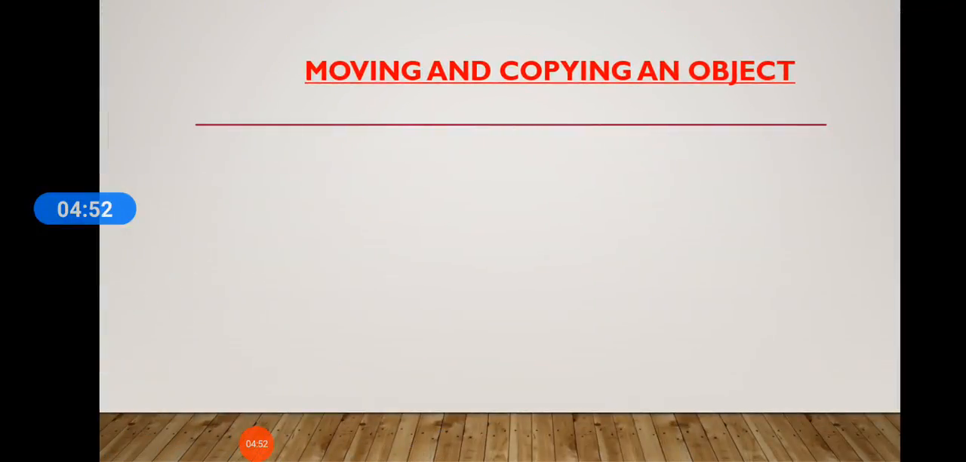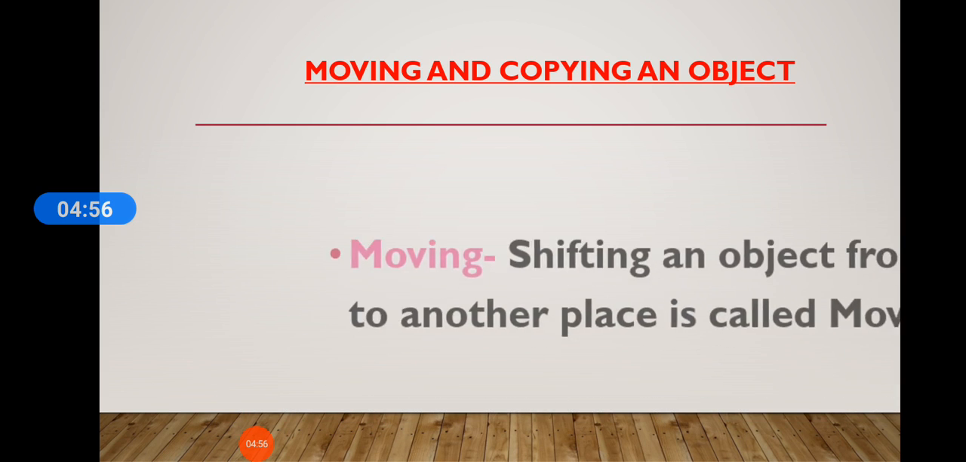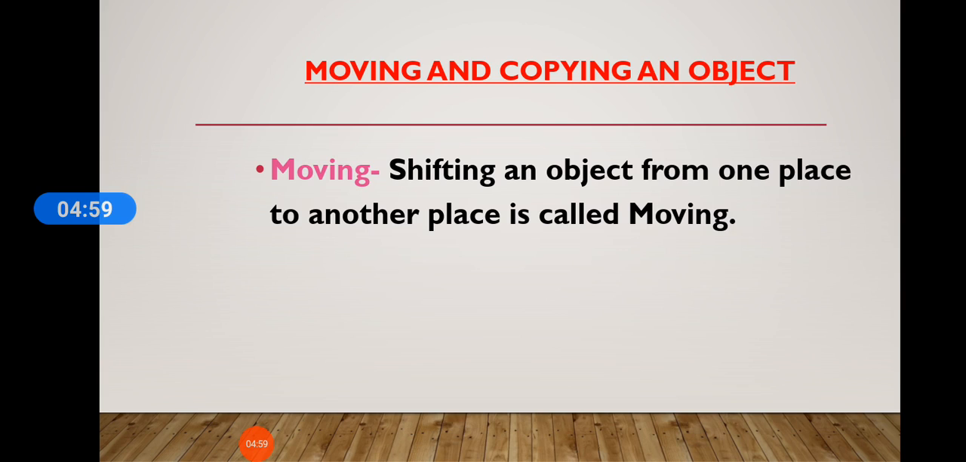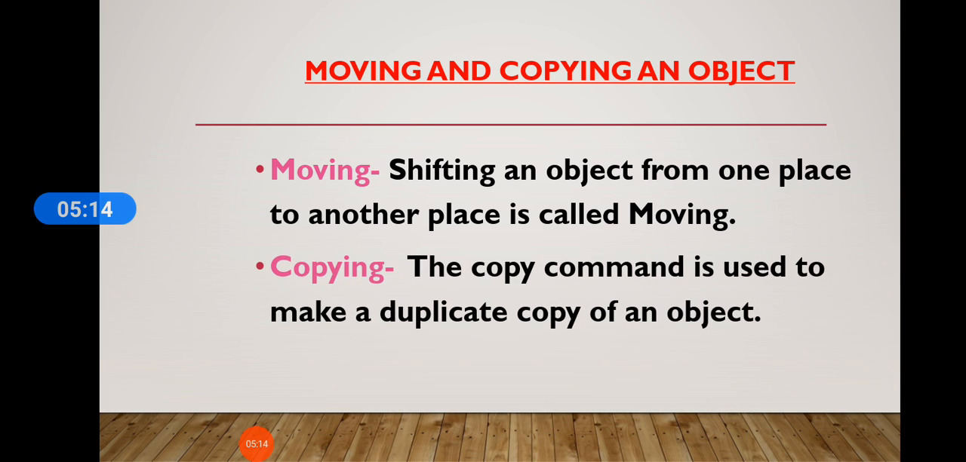Our next topic is moving and copying an object. Children, moving means to shift any object from one place to another place. In other words, we can say shifting an object from one place to another place is called moving. Next one is copying. Copying means to make a duplicate of any object, or in other words, the copy command is used to make a duplicate copy of an object.